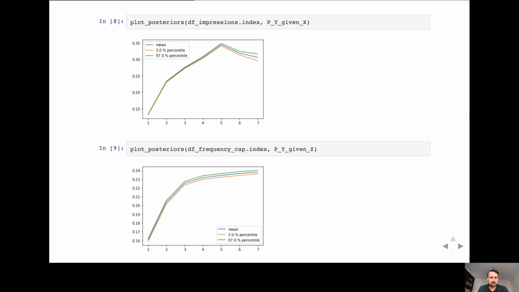And plotting frequency cap against the conversion probability. This shows a very different shape, namely it's going up and the effect is getting less and less, but it's plateauing and it's actually never becoming negative. So this is an indication that something is going on. And now we will look into calculating the true effects of impressions.